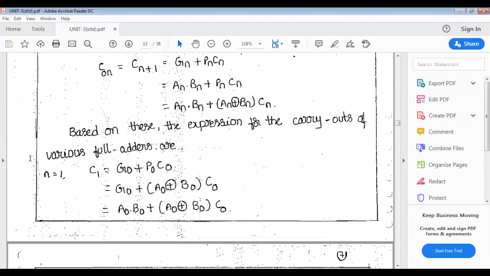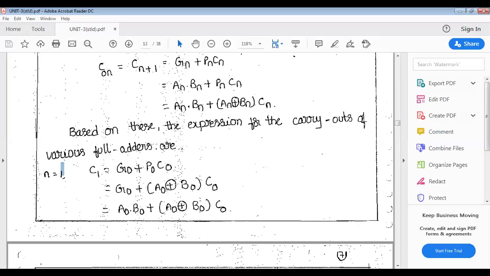Following my dear students, based on these expressions for the carry outs of the various full adders, now I am taking n is equal to 0. This is not n is equal to 1, this is n is equal to 0. Substitute here n is equal to 0: C0 plus 1, nothing but C1.